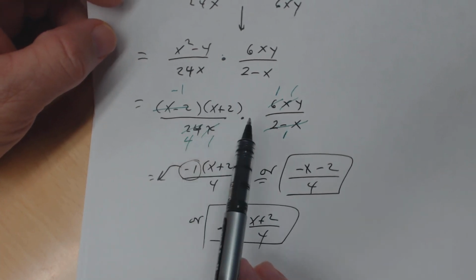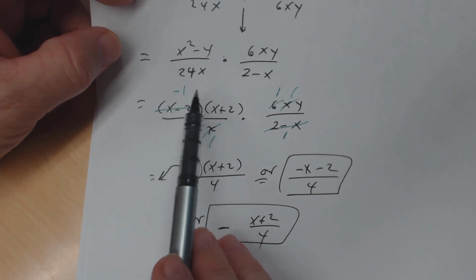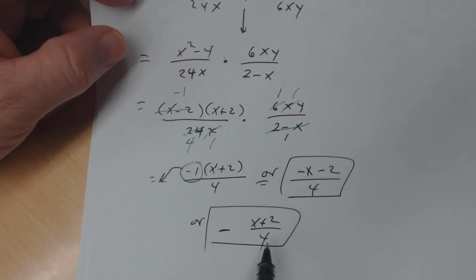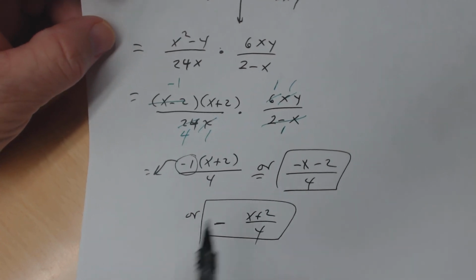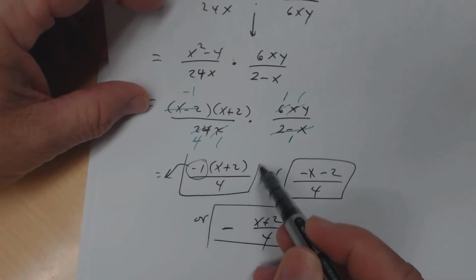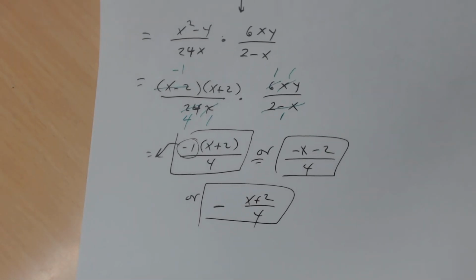Now, the other way you could have done it was make this the positive 1 and this a negative 1, and then go from there. Okay. All right, so all of these are possible answers. Okay, so that should take care of this lesson.